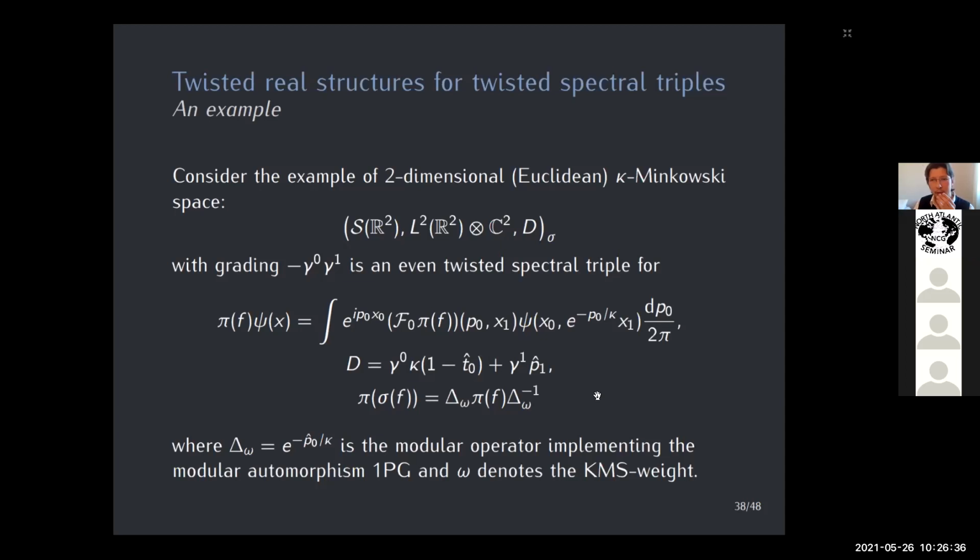Yeah, so sorry, the twist. The twist is implemented by the modular operator delta omega, which is, for all intents and purposes, just the operator which implements the modular automorphism one-parameter group. And this omega, which is referred to everywhere, is the KMS weight, which is used in the construction.